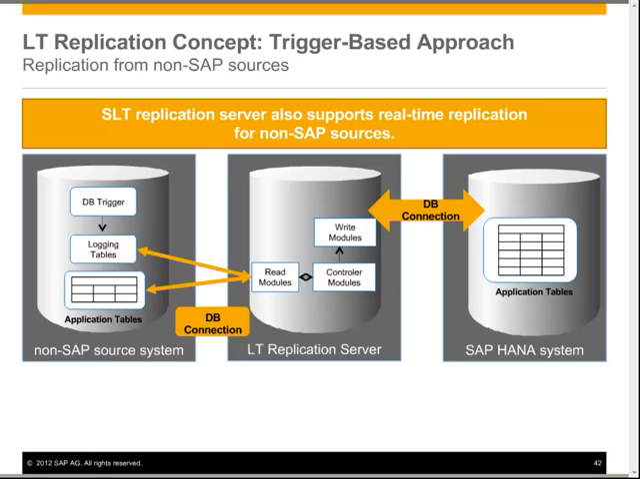When table replication is started, the LT replication server creates logging tables within the source system. Only the read modules are created in the LT replication server. And the connection from the LT server to the non-SAP source system is established just like a database connection.